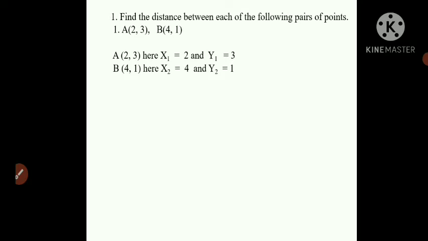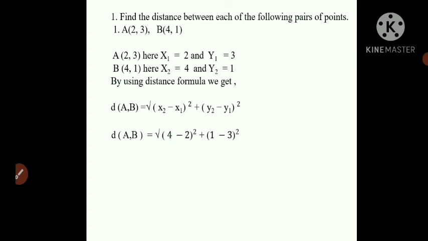Now we have to find the distance between the given points. By using the distance formula, the distance between AB is under root x2 minus x1 the whole square plus y2 minus y1 the whole square. Now we have x1, y1, x2, y2, so the distance between AB will be x2 is 4 minus x1 is 2, so 4 minus 2 the whole square plus y2 is 1 minus y1 is 3 the whole square.